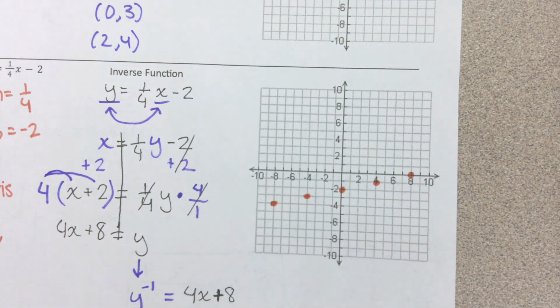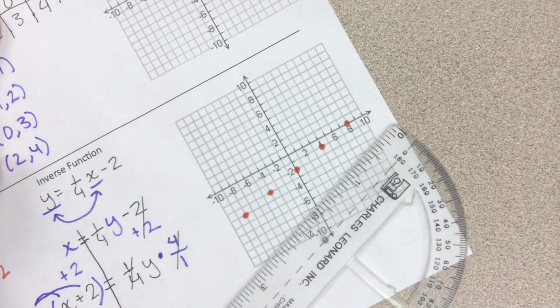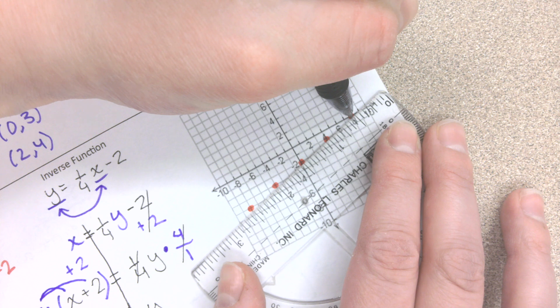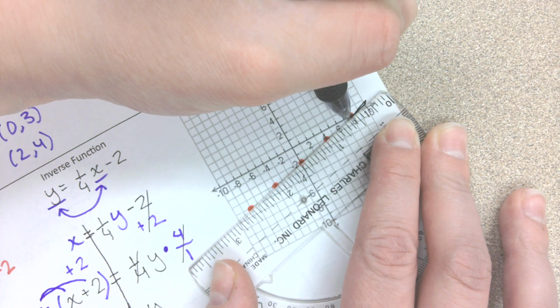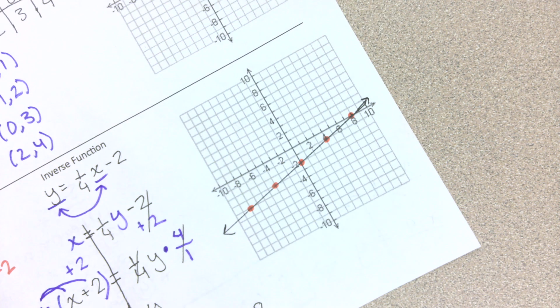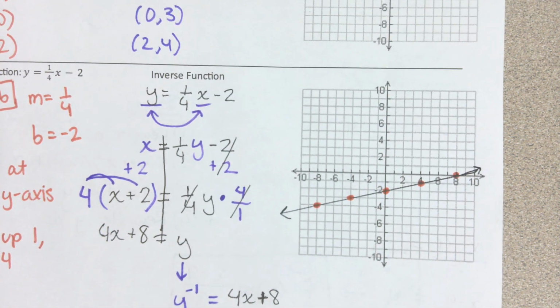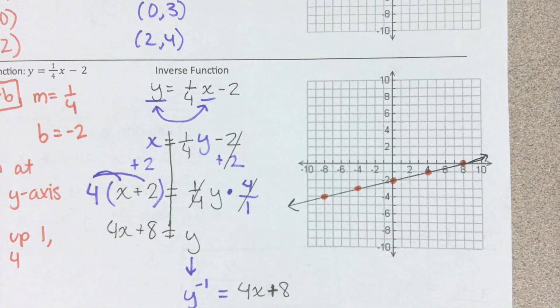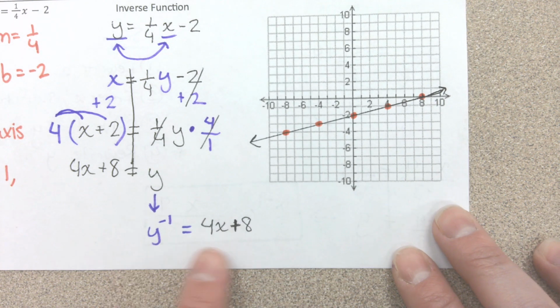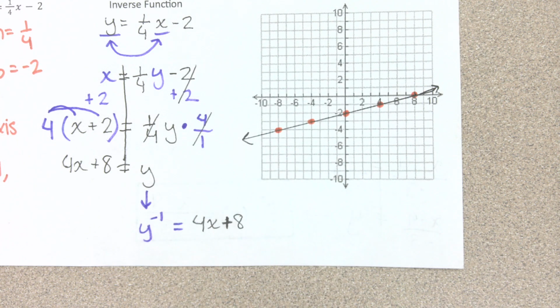You only need, I'd say 3 points, but the more points you put on there, the better your graph is going to look. And then you have a ruler. I gave you one. So go ahead and take it and draw a nice straight line through those points. We're going to do that one more time. We got to graph the inverse function, and then we'll be done.